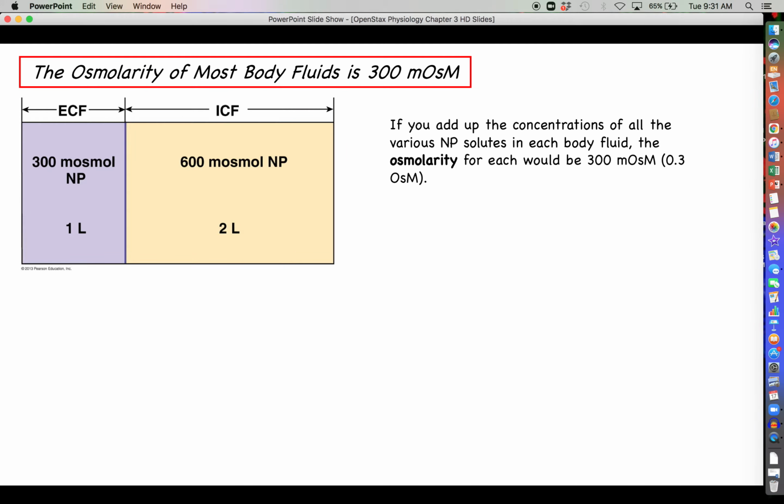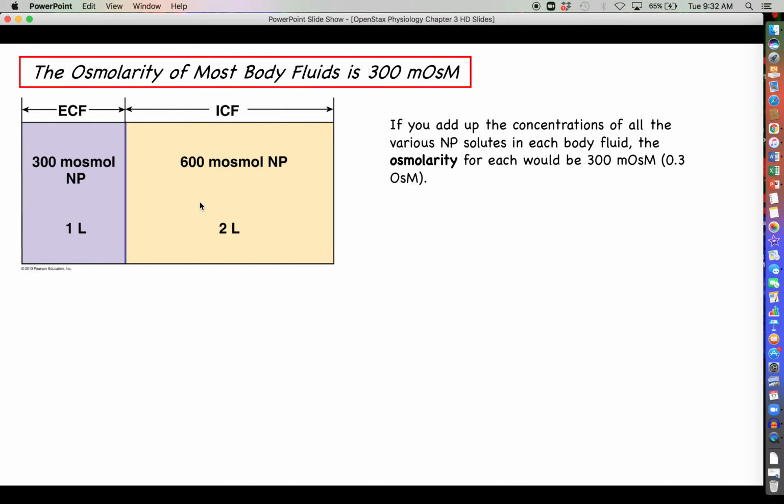The osmolarity of most of your bodily fluids is 300 milliosmolar, or you could also say 0.3 osmolar. It means the exact same thing. So the reason why osmosis usually does not occur in most instances is because we do exist in a state of osmotic equilibrium between the extracellular fluid and the intracellular fluid.